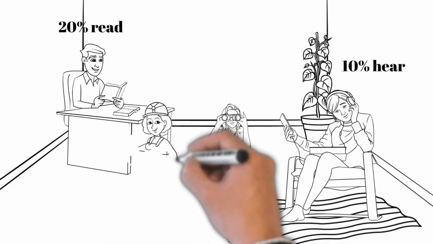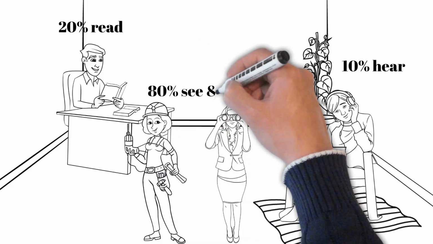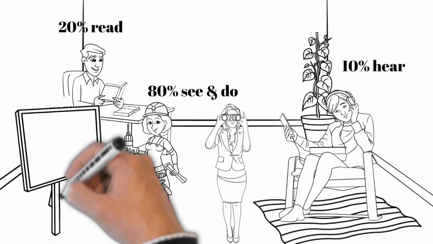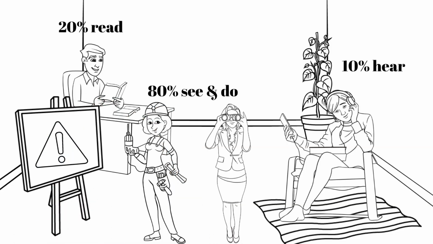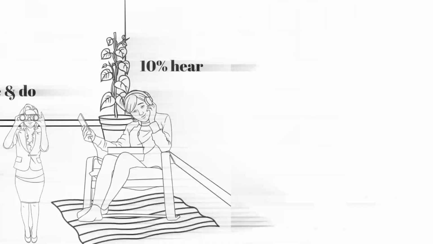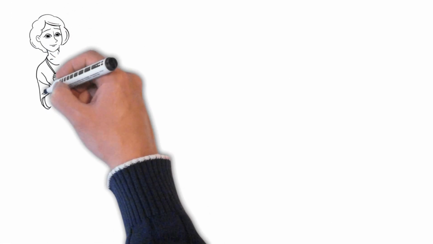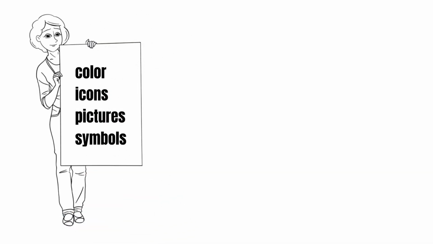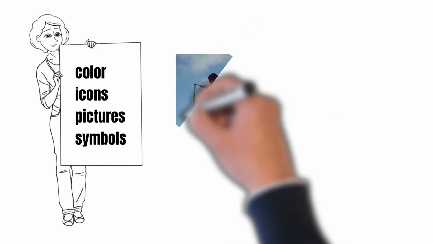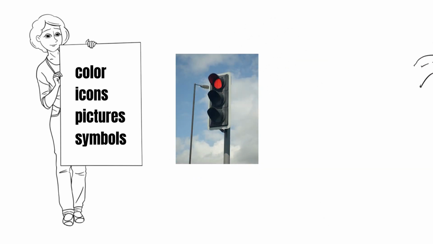10% of people remember what they hear, 20% of people remember what they read, and 80% of people remember what they see and do. Visual information is processed 60,000 times faster than text. Examples of visual management are using colors, icons, pictures, and symbols. If the visual system is designed well, it is easy to understand the current situation right away. For example, the red color is often used to point to danger or a problem.